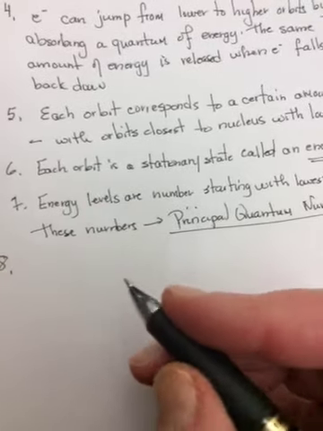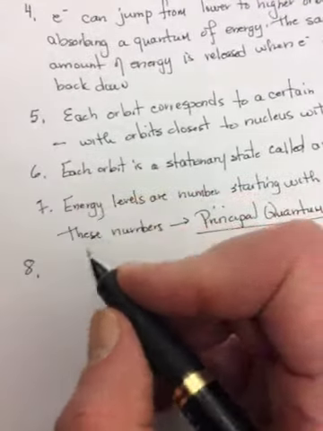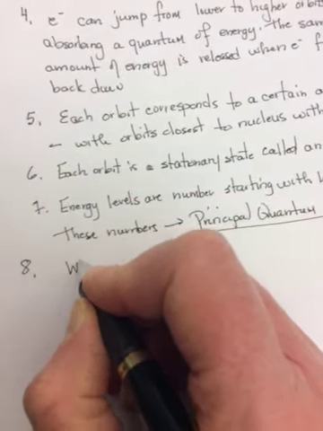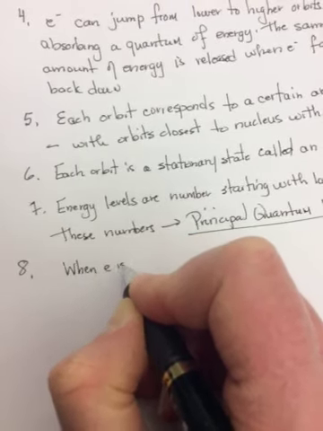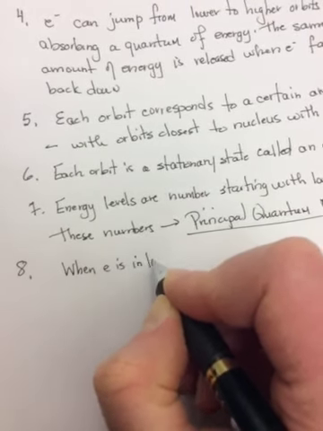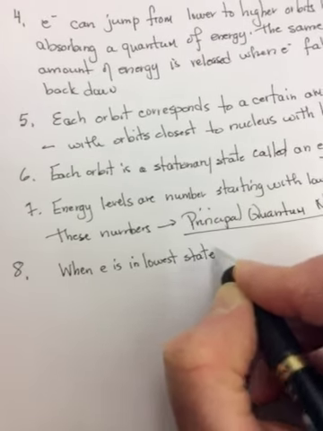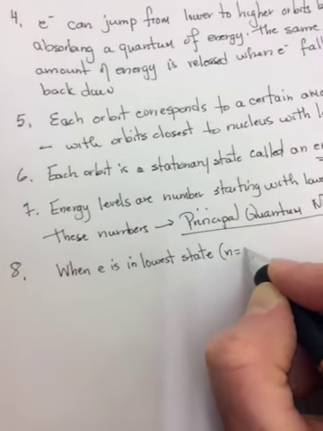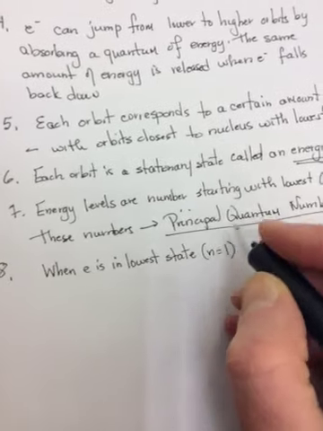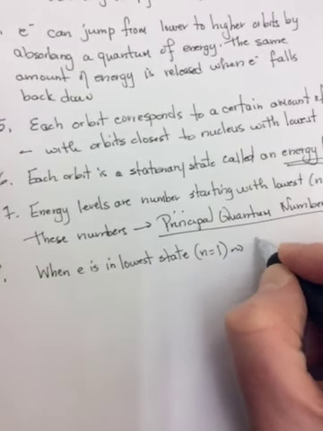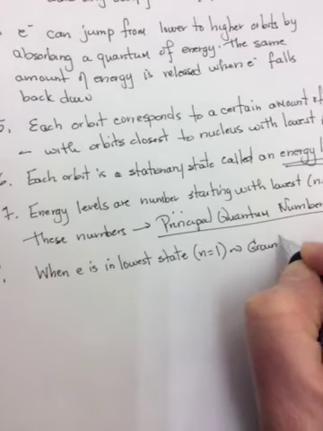that when an electron is in its lowest state, we say it's in the ground state. And remember, he was doing hydrogen, so it only had one electron, so it would be in n equals 1. We say it's in the ground state.